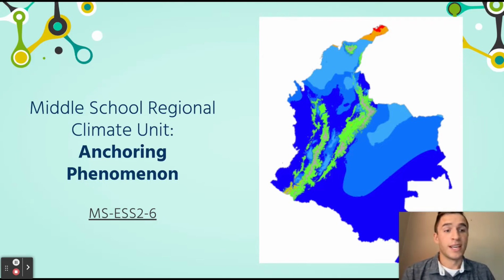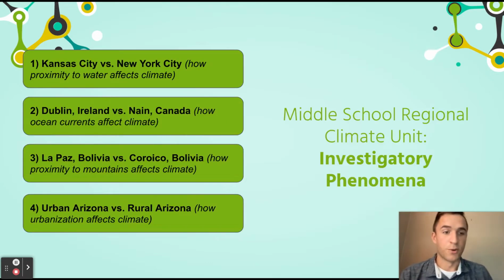So in order to get them to understand how those factors affect climate, we then brought in these investigatory phenomena, right? These primary four ones. The first one, we compared these two cities, Kansas City in the United States with New York City. Both are very similar latitude, similar in a lot of ways. However, New York City is close to water and Kansas City is far from water, right? So by investigating this, we're able to figure out how proximity to water affects climate.